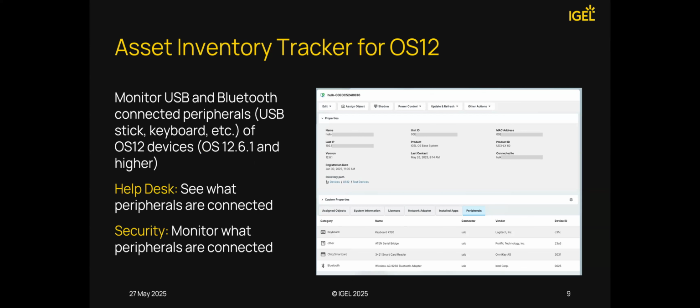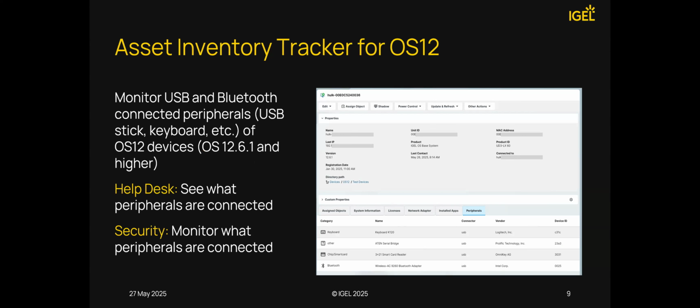One feature that you probably know from OS 11 is now also available for OS 12. It's the asset inventory tracker. That means that you can now monitor USB and Bluetooth connected peripherals, for example, USB sticks, keyboards, and so on, in the UMS web app.